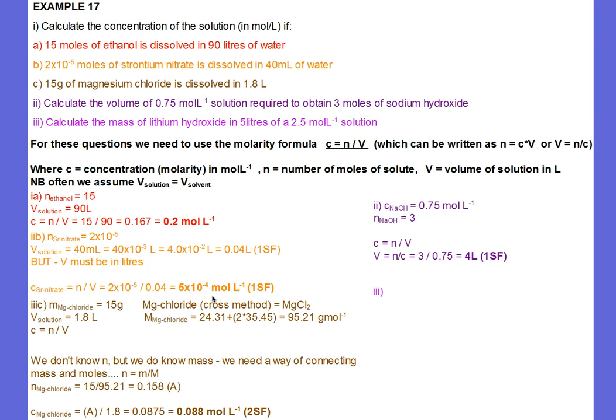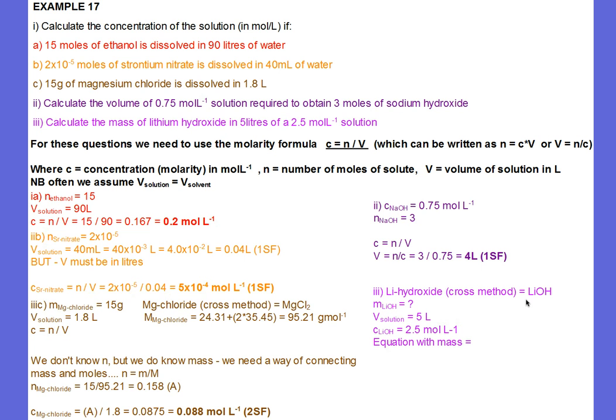On to the last question here, which is number 3. Calculate the mass of lithium hydroxide in 5 litres of a 2.5 mole per litre solution. Well, lithium hydroxide, the very first thing, what is the formula for lithium hydroxide? And then we've got to figure out the mass, the volume, and the concentration. So let's see how that is.